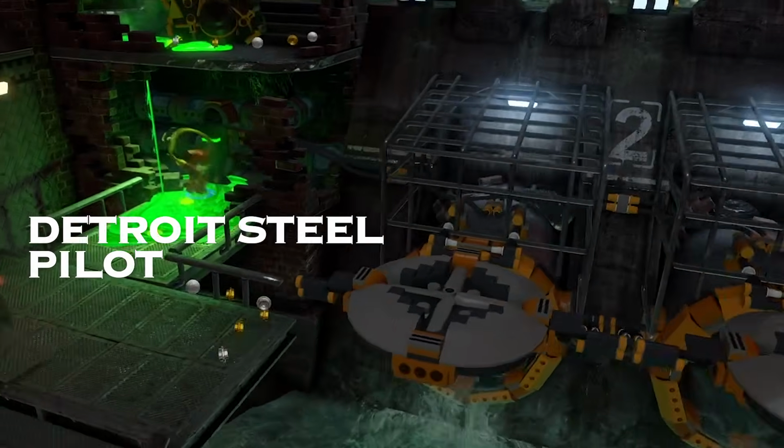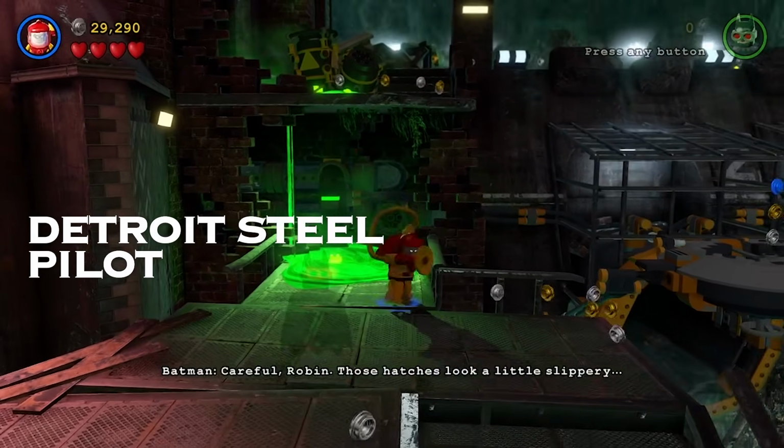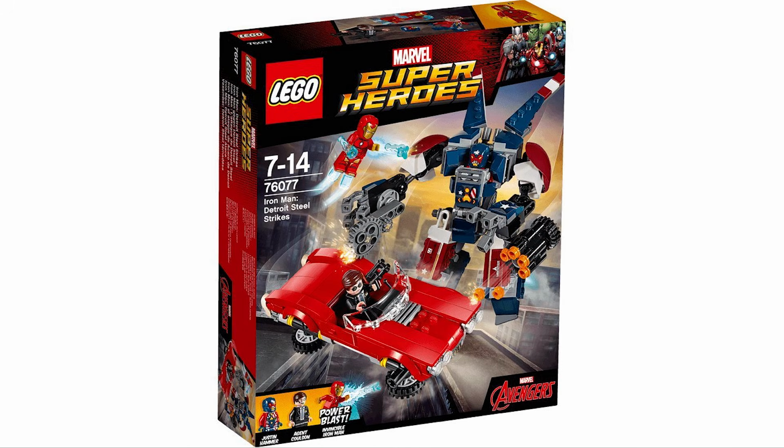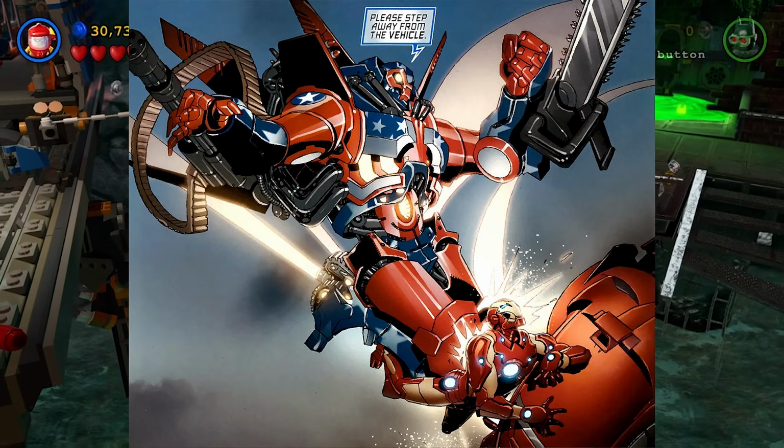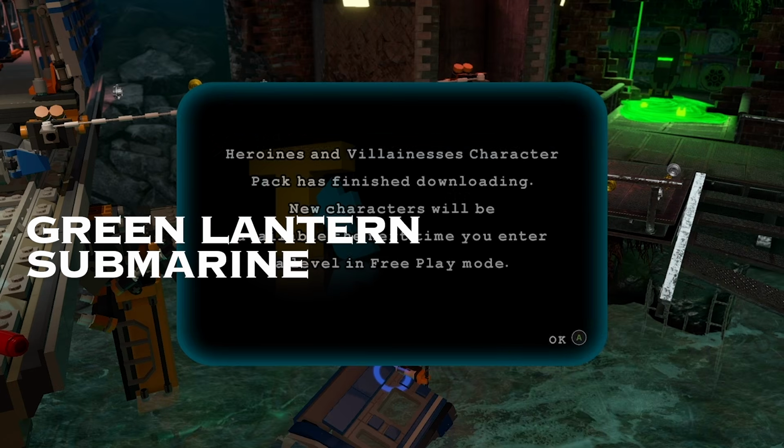Detroit Steel Pilot. The Detroit Steel mech in set 76077 is piloted by Justin Hammer in an iron suit. This is inaccurate because the mech is not piloted by him in the comics, which is what the set is based on.